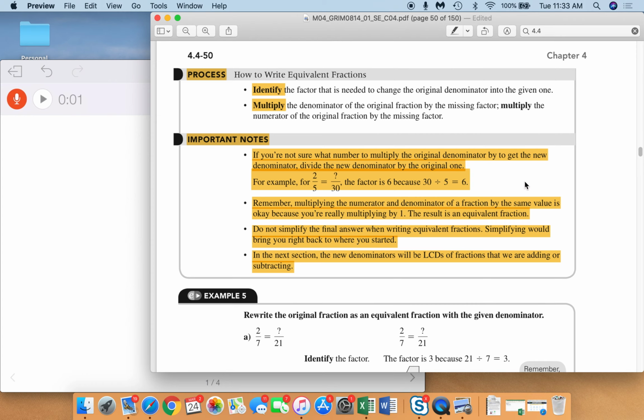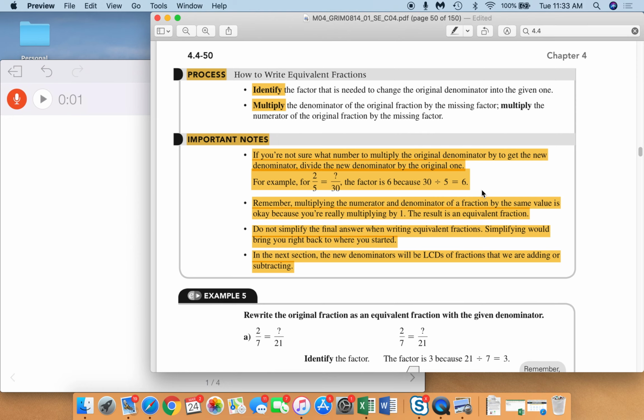Important note: if you're not sure what number to multiply the original denominator by to get the new denominator, divide the new denominator by the original one. So that's what I was explaining to you. In this example, you could look at that and say, oh, I know I need to multiply by 6 over 6, but it's not always so obvious. In this case, they're saying the factor is 6 because 30 divided by 5 is 6.